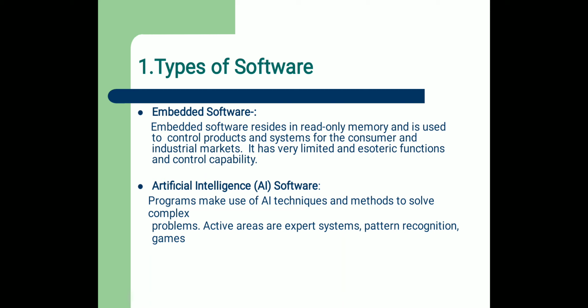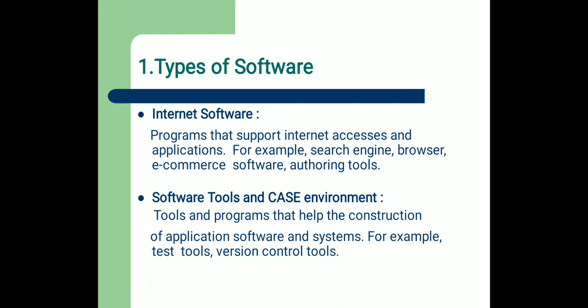Artificial intelligence software makes use of AI techniques and methods to solve complex problems. Active areas are expert systems, pattern recognition, games, etc. Internet software: programs that support internet access and applications. For example, search engines, browsers, e-commerce software, authoring tools.